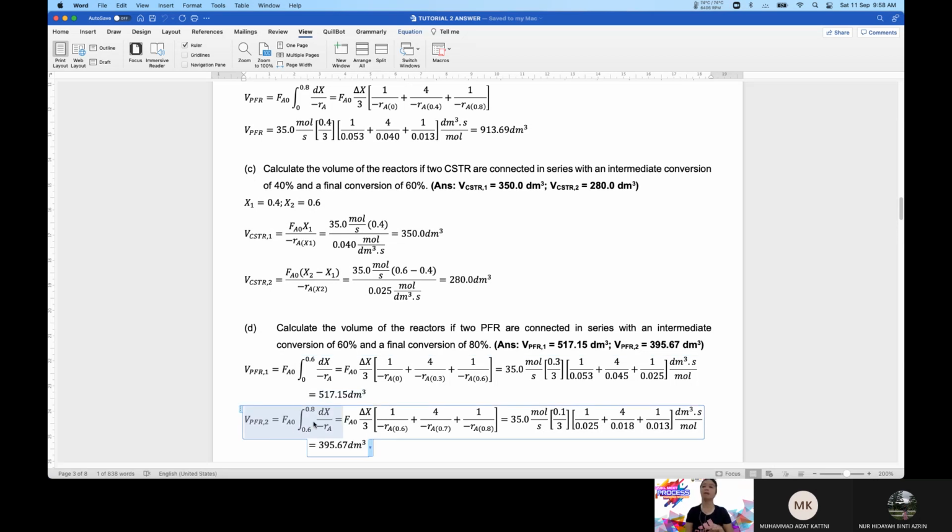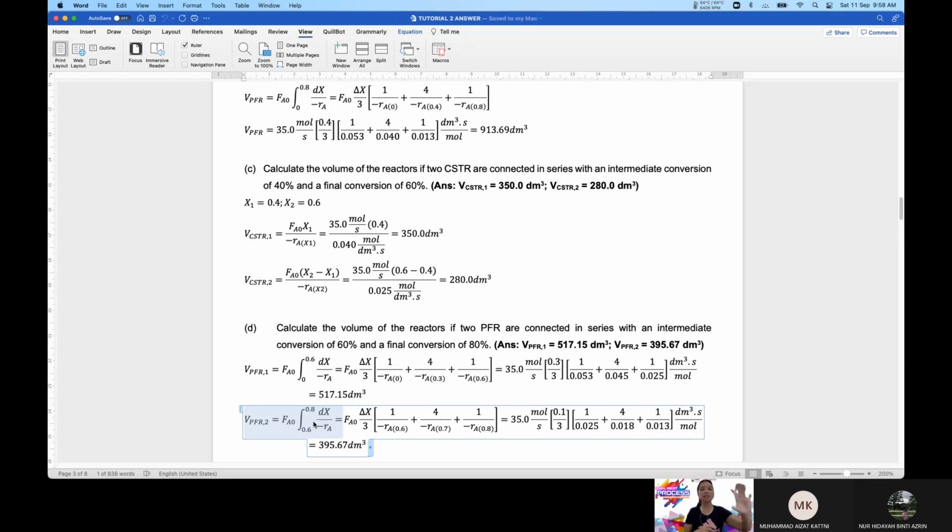The second PFR is the part that can be a little bit confusing if we are not sure about the upper limit and bottom limit. Okay. So, the volume of the second PFR, the design equation is a little different. Why? Because it converts from X1 to X2.